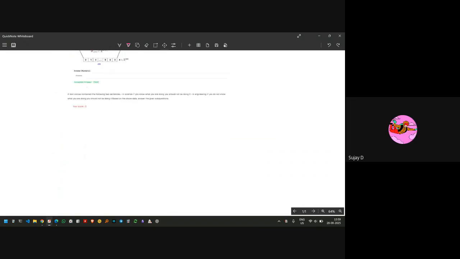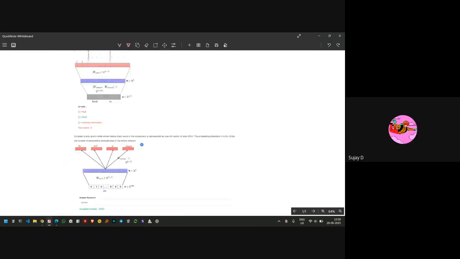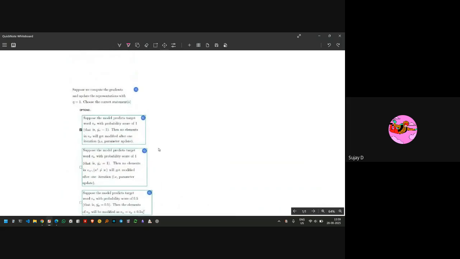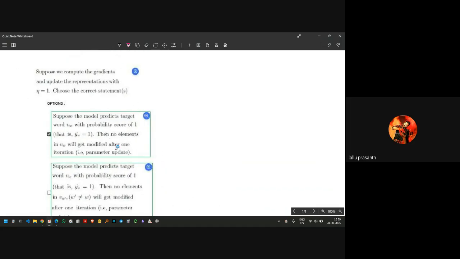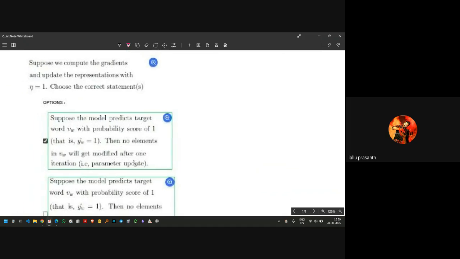Okay, still, how many questions? Last question. Suppose we compute the gradients and update the representations with eta equal to 1. Choose the correct statements. Suppose the model predicts target word VW with a probability score of 1, then no elements in VW will get modified after one iteration.